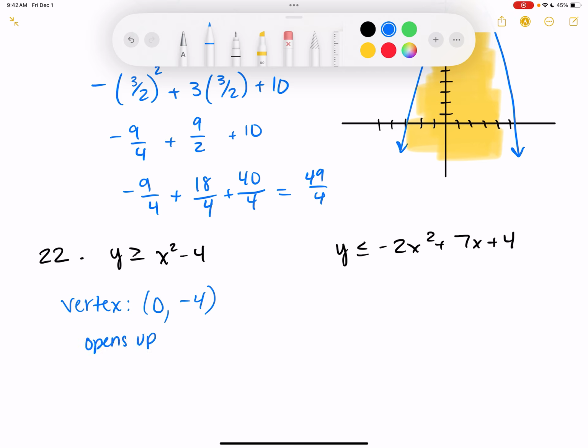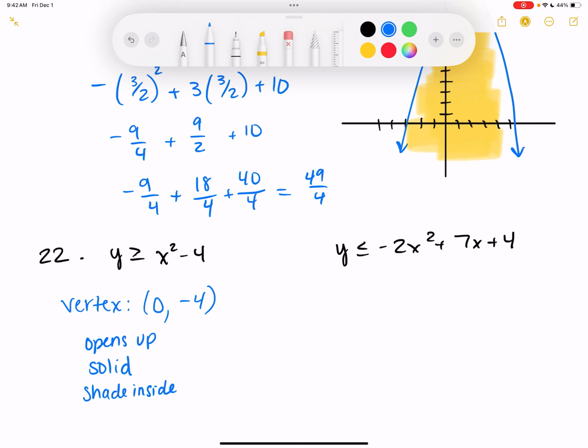What else do I know? Solid or dotted? Solid. And then where would I shade in this? Greater than, so it's going to be inside. Now, sometimes it's easier to see that once you've actually graphed it, but I like to try to get as much of this as possible beforehand.